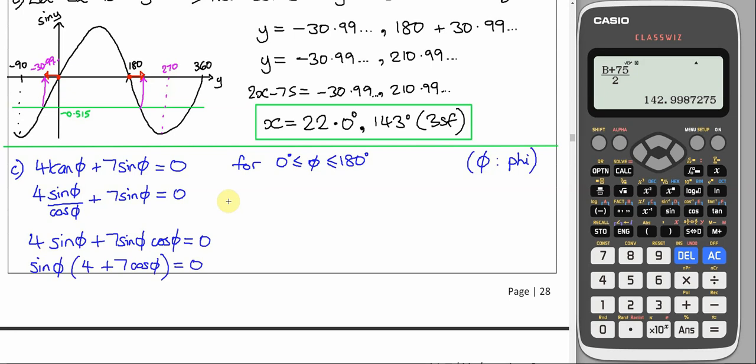Now that it's fully factorized, we can see we have two possibilities. Either sin phi is 0, like I said a moment ago, or the brackets equal 0. If the brackets were 0, then cos phi will be minus 4 over 7.